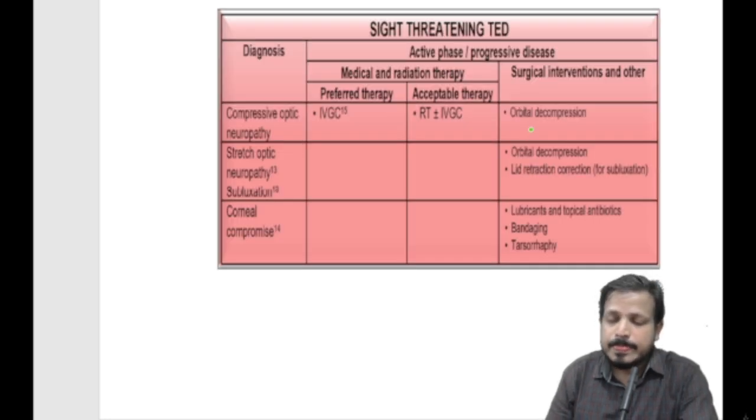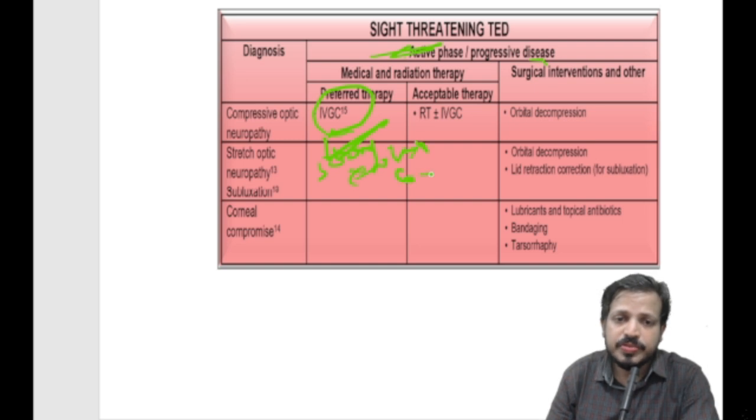Then coming to sight-threatening thyroid eye disease, that is the active or progressive phase, here we preferably go for IV glucocorticoid therapy. The dose is 500 milligram once weekly for 6 weeks, and then 250 milligram once weekly for another 6 weeks. Other acceptable therapies are radiotherapy, with or without IV glucocorticoid. And for surgical intervention, we go for orbital decompression.